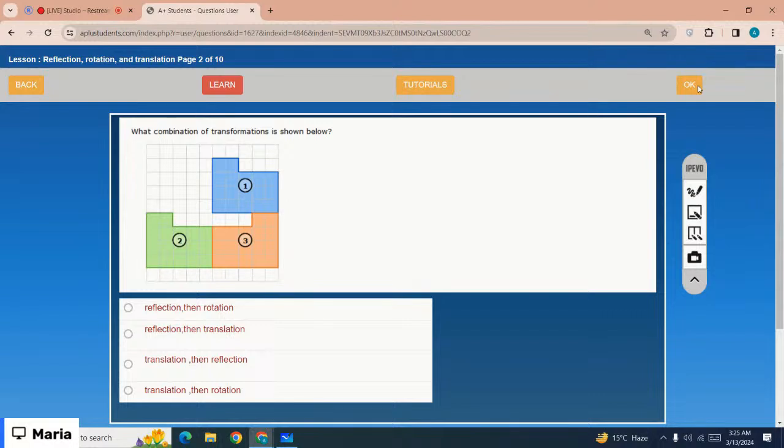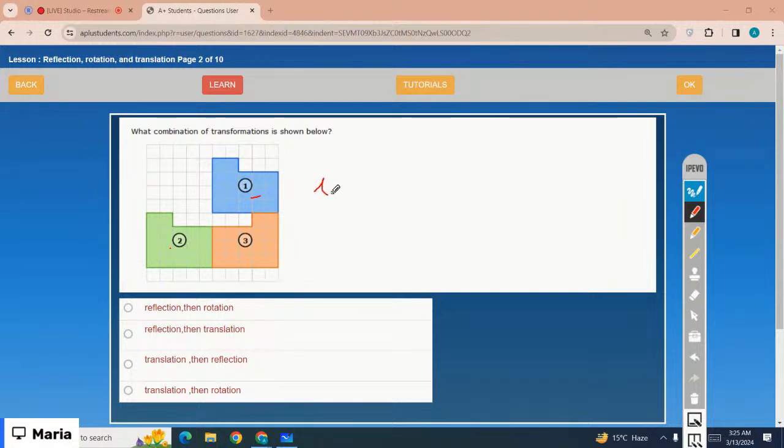Okay, so start with 1 and let's see, going from 1 to 2. From 1 to 2, all the points are moved to a new point, right? No point is common from 1 to 2. That means it is a translation, right? When you move all the image to a new place, that is the rotation. From 1 to 2, that is a rotation, right?